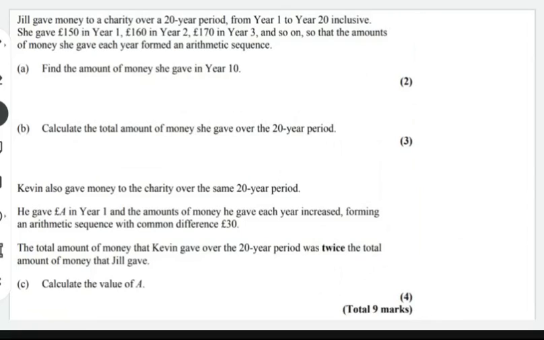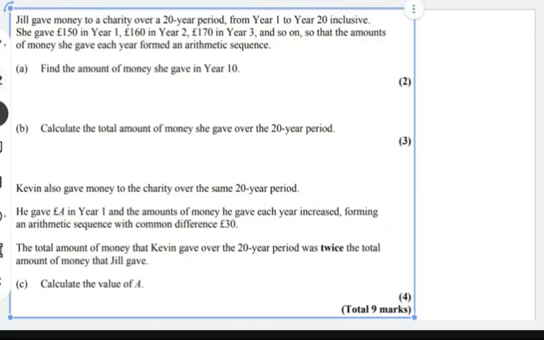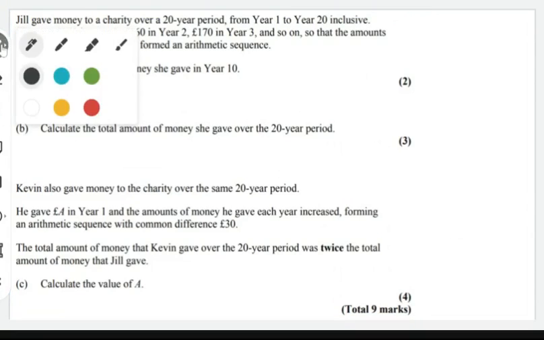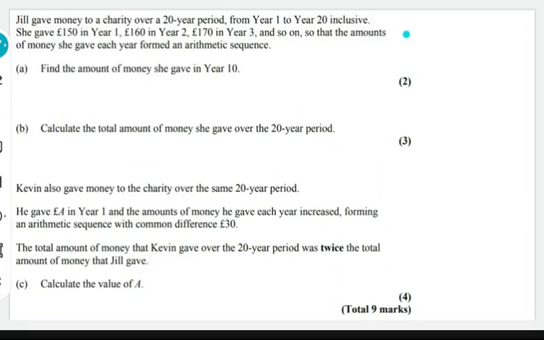For the first one, just use that formula where n equals 10, a equals 150, and d equals 10. So yeah, 10 over 2 times 2 brackets 150.